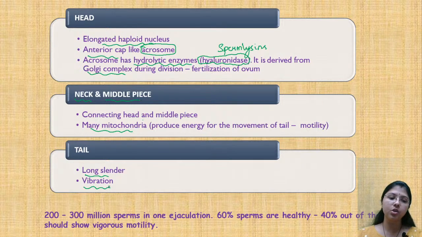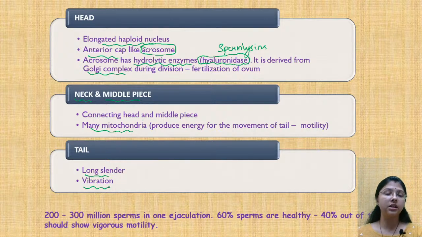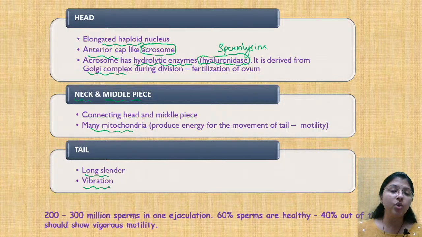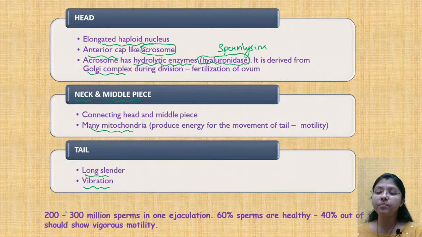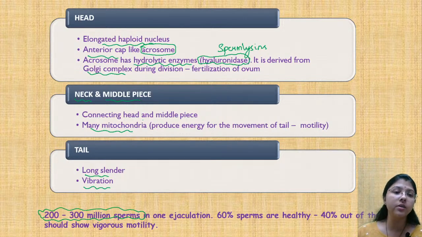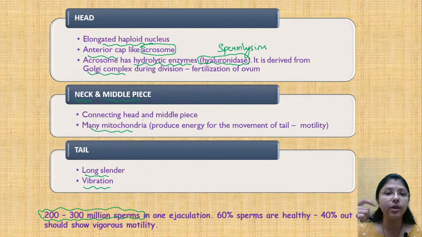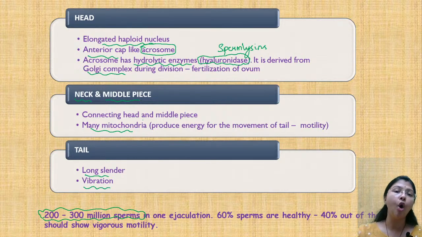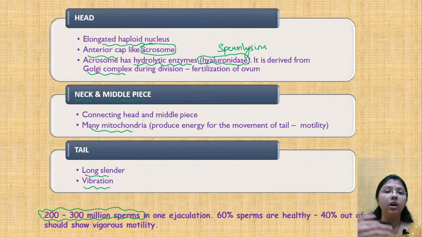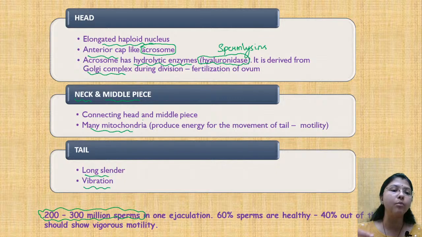Now, like I told you earlier also, sperm formation in males starts at the age of puberty and continues till death, right? Till death. In one ejaculation, ejaculation being the process of release of these sperms, there are 200 to 300 million sperms produced. Why such a huge number of sperms are produced? Because these sperms have to travel through the female genital tract and reach the egg. If gametes are not produced in large numbers, there are fewer chances of fertilization. So to increase the chances of fertilization, more and more gametes are always produced.